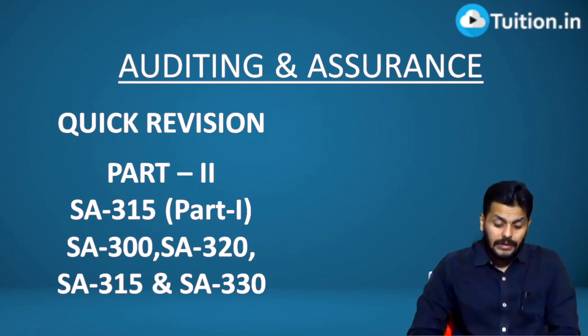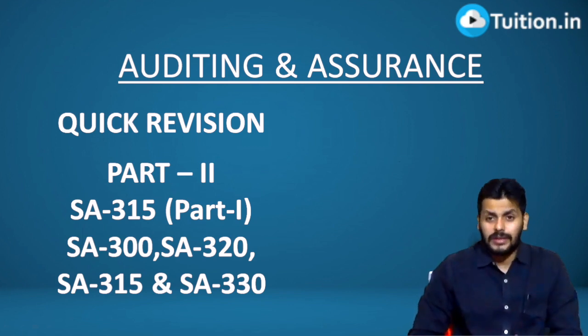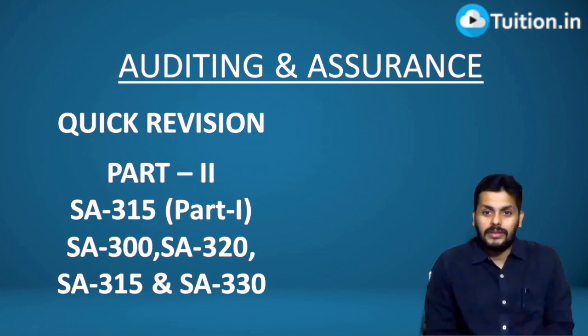Then 300 and 320, which is on planning and materiality. We will also then look at the balance part of 315 as to what we are supposed to deal with once we've already dealt with understanding and assessing the risk, and then we will also move on to discussing compliance procedures and substantive procedures. So there are a lot of things to do in this session.